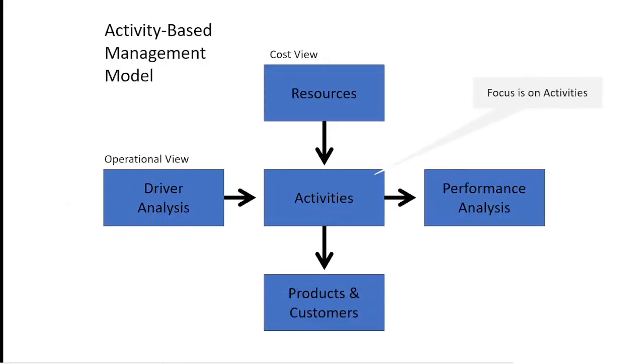So in the activity based costing model, the resources are allocated to the activities rather than to the functions. We don't assign the resources to the functions, we assign them to the activities, and then these activities are assigned to the products and also the customers, because not only the products are using the activities, the customers are also using the activities, right?